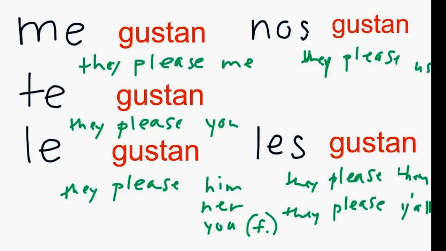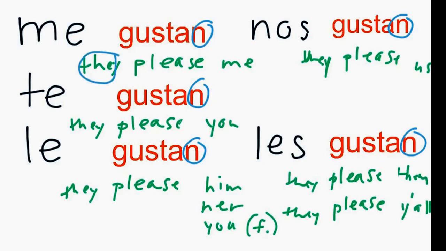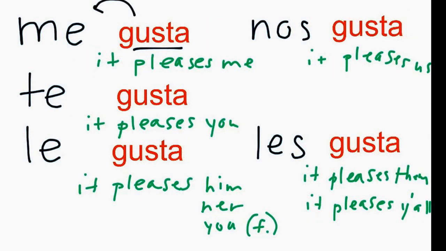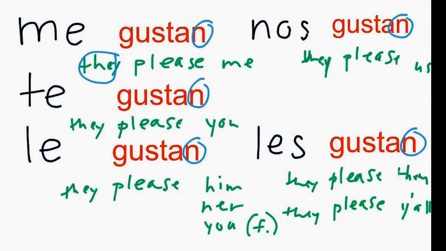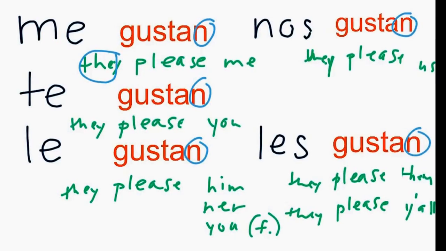Hopefully you were able to observe that the thing that's different here is this N on the end of all of these. So when we have more than one thing that we like, or things that are pleasing to us, we put an N on the end, and the meaning comes in the green down here. It means they, or the plural things, are pleasing to us. Okay? So really the only two ways to do this are any of these, me gusta, te gusta, le gusta, nos gusta, or les gusta, or me gustan, te gustan, le gustan, nos gustan, or les gustan.